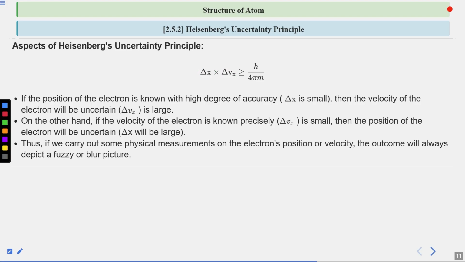So, if we carry out physical measurement, it is very obvious that you won't be able to calculate the electron's position as well as the electron velocity at the same time. If you do it, then the picture will be blur or fuzzy. So, why are we saying this? Why are we not able to calculate its velocity and position at the same time?